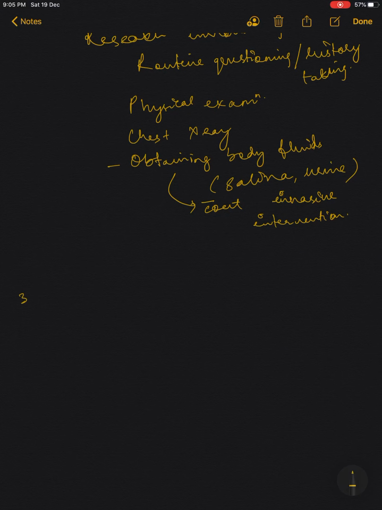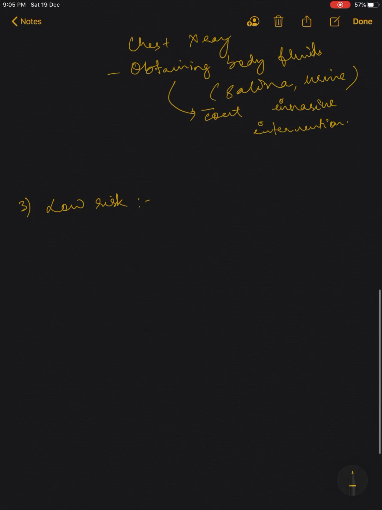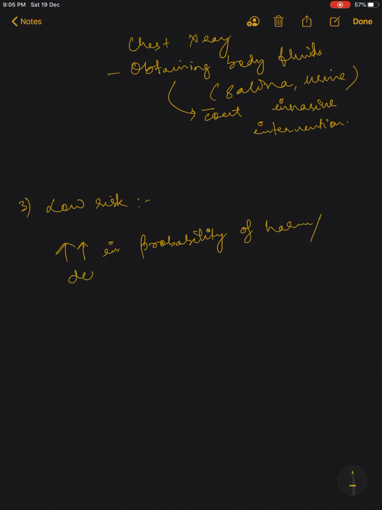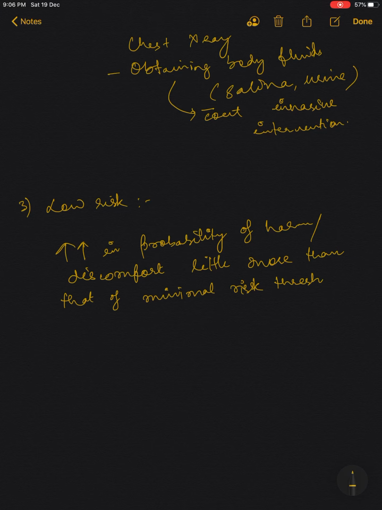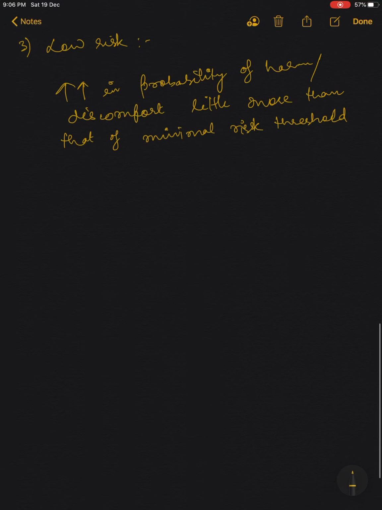Now coming to the low risk. Here there is an increment in the probability of harm or discomfort, which is a little more than that of the minimal risk threshold. So what are the examples of this?